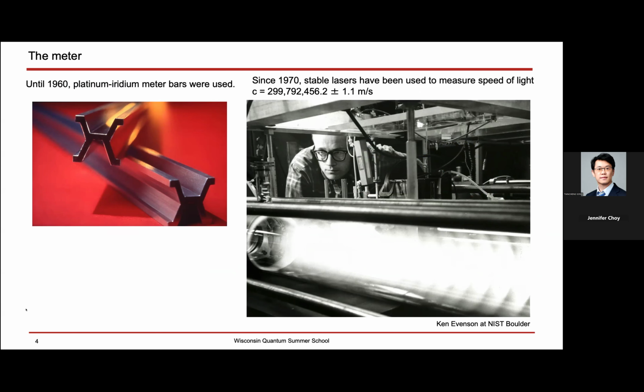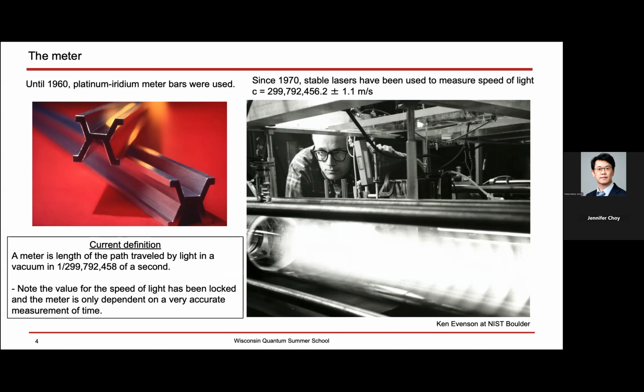So you put the stable laser in a vacuum, and you have the speed of light. You can measure distance, and you can also have a very precise measurement of time. Between those two, you can determine the speed of light, and that's how you can now define the meter. It's just the propagation of a stable laser inside vacuum. So it's the length of the path traveled by light in vacuum in 1 over the official definition of the speed of light.